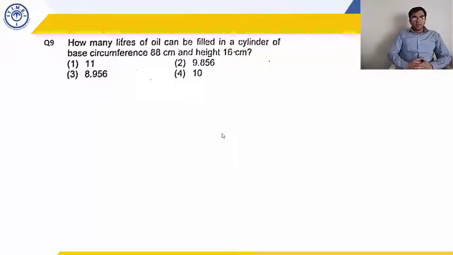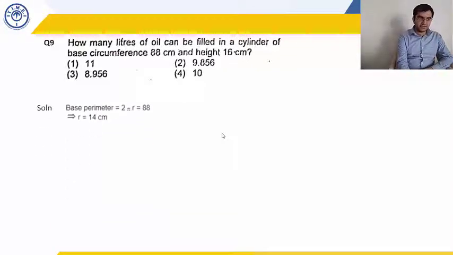Okay. When you are filling oil into a cylinder, basically you are creating a volume. So we need to find out the volume of the cylinder. We know that volume of cylinder is pi r square h, where the height is already given to you. And the base perimeter given to you is 88. So 2 pi r is equal to 88, the base circumference, and that gives you the value of r.